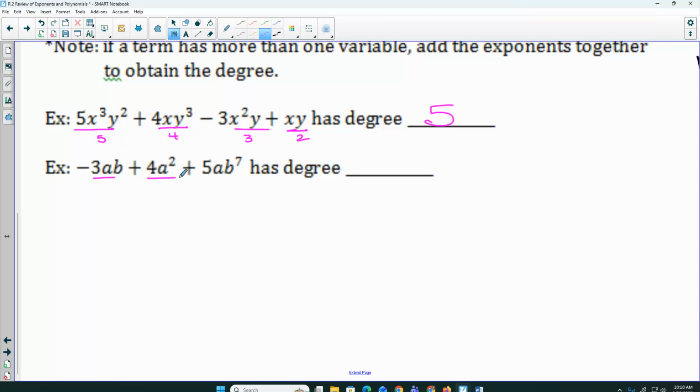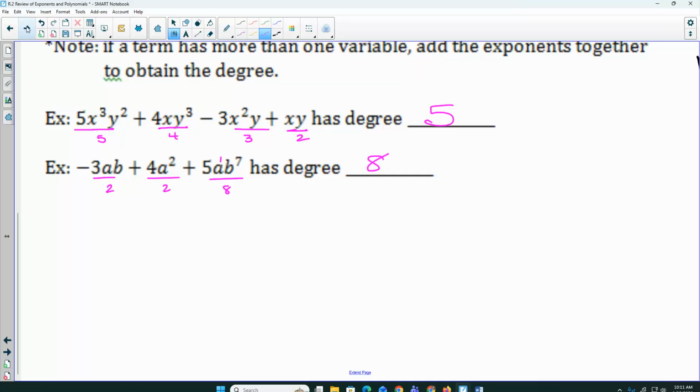We have 3 terms. This one has both an a and a b, so it's 2. This has an a squared, so that's 2. This one has 1a and 7 b's, so altogether there are 8 variables. All right. Is that okay?